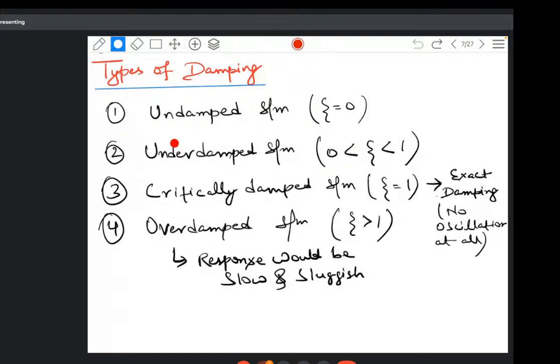What can be the example of critically damped system?